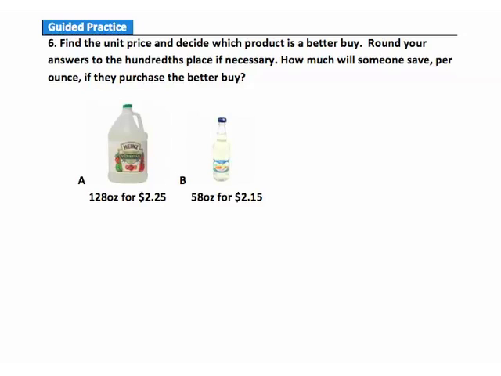Okay, we want to get a unit price for each of these, which means we want money, in this case, over 1 ounce. Since we're measuring each of these products in ounces, we want to have 1 ounce in the denominator. Let's set this first one up. So we're starting out with 225 over 128 ounces. And we want to get this down to 1 ounce, which means we need to divide both top and bottom by 128.